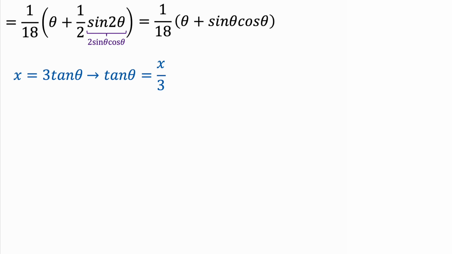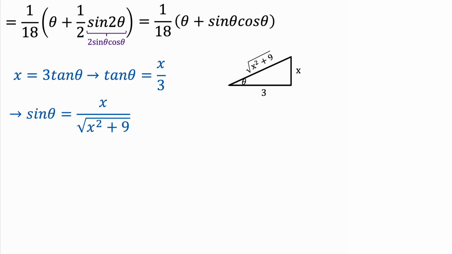That is excellent. This question is also providing a good review of our previous lesson. Tangent theta is equal to x over 3. Now what was tangent again? It is the opposite side divided by the adjacent side. So the opposite side here is x. With the help of Pythagoras, I will find the hypotenuse. That is it. Cosine is adjacent over hypotenuse. Excellent. Sine is opposite over hypotenuse.